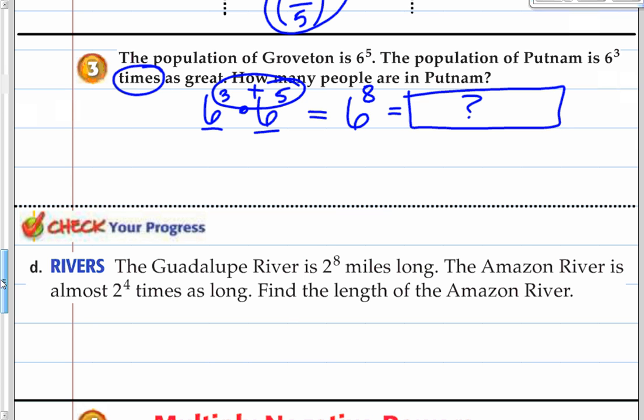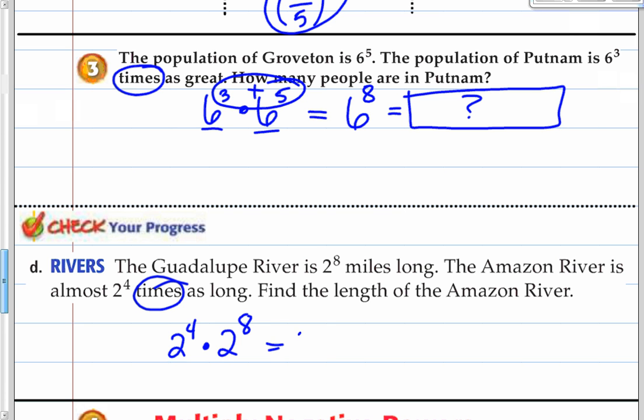How about D? This is your check yourself, so you can stop the video and try it on your own. I'm going to do it right here. The Guadalupe River is 2 to the 8th miles long. The Amazon River is almost 2 to the 4th times as long. Find the length of the Amazon River. I like that when they tell me what we're doing. So it is 2 to the 4th times as long. Let's multiply those then. So we have 2 to the 4th times 2 to the 8th.